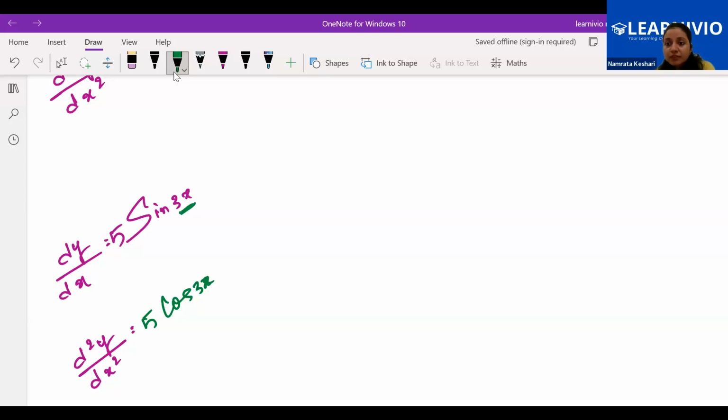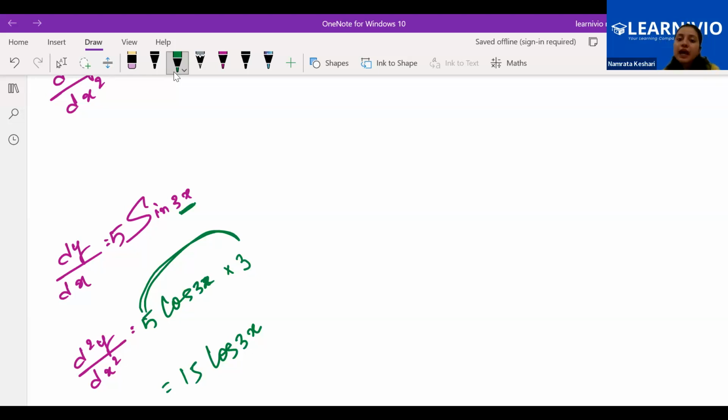So this 3x, again we have to do the chain rule derivative. And that will be 3, just 3. This 5 and 3 can get multiplied together. So 15 cos 3x we will be having. Are you getting it, Murtaza? Is it crystal clear to you? Yes, ma'am. It's clear.